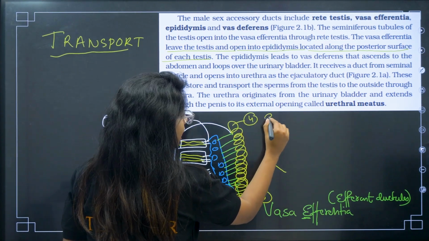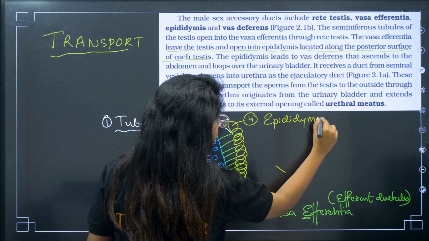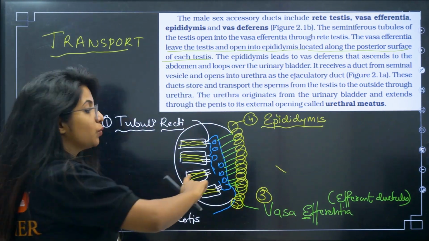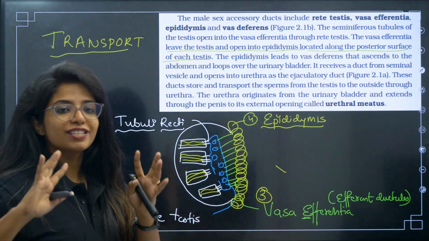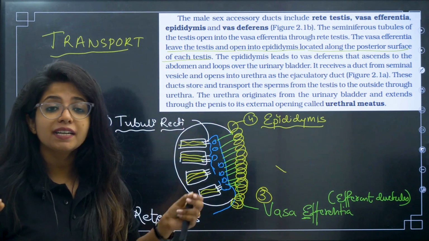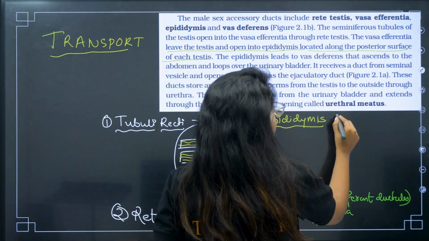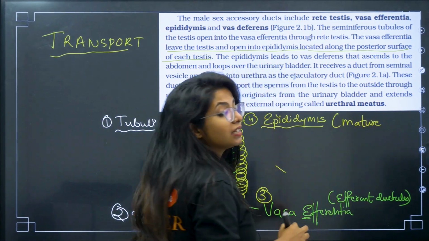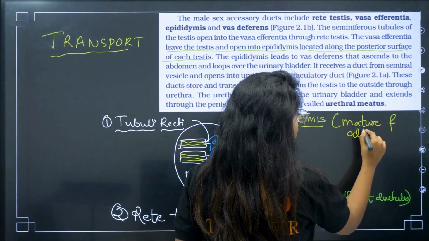What is it? Epididymis. It is almost 6 meters long. That is why it has to be coiled, and it is present around the posterior surface of each testis, not ovary, each testis. Fine. Now, why is epididymis so important? Because epididymis is the place where the sperms mature and attain motility.